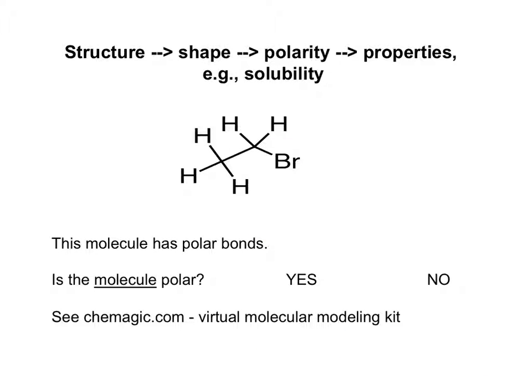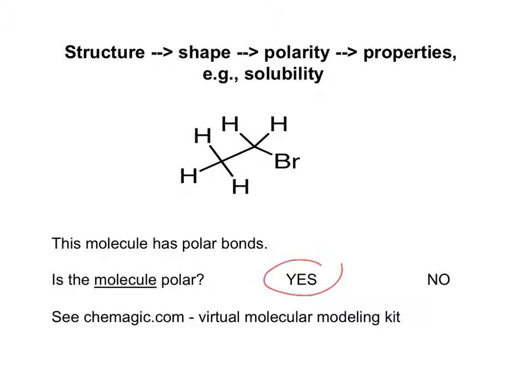Based on structure, we can determine shape using VSEPR theory. From shape, we can determine whether a molecule is polar or nonpolar. Polarity tells us properties such as solubility. So this molecule has polar bonds, so stop the video and answer this question. Is this molecule polar? And the answer is yes.